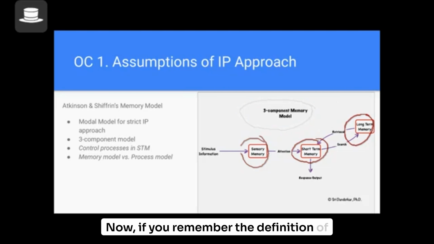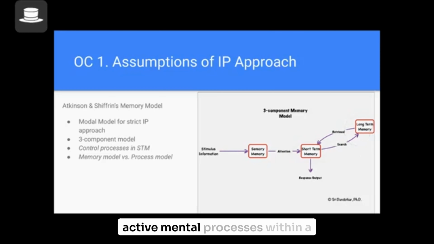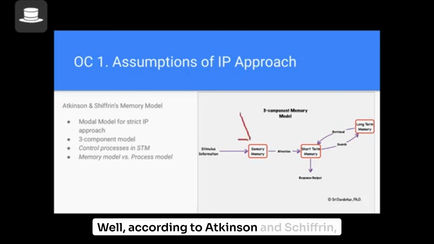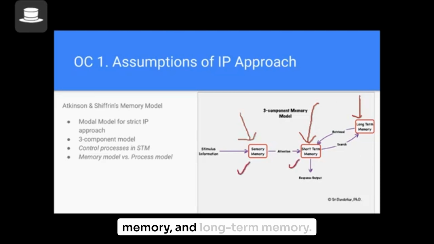Now, if you remember the definition of cognition, after cognitive psychology was established, we had a better definition. We defined it as a coordinated action of active mental processes within a multi-component memory system. According to Atkinson and Shiffrin, this multi-component system is comprised of three components: sensory memory, short-term memory, and long-term memory.